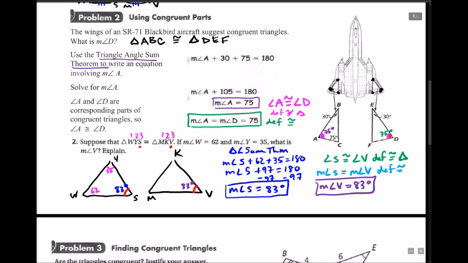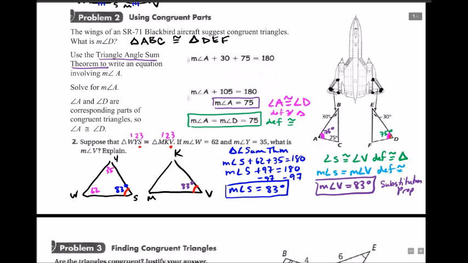And if our angles are congruent, then we know our measures are equal. That's the definition of congruence. So we can just simply substitute in. This is just the substitution property. And we know that the angle V measures 83 degrees.